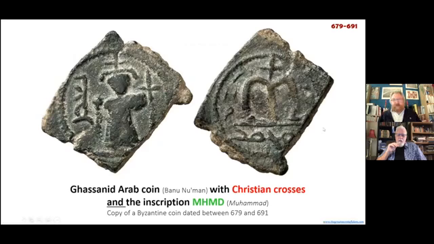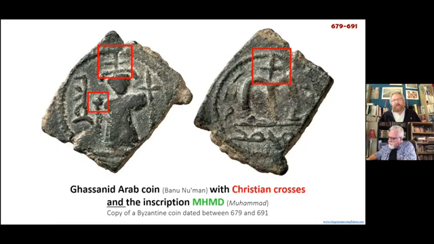This coin, obviously, is also a Byzantine coin, a copy of a Byzantine coin. We see a very crude imitation of the Byzantine Empire pattern. But we have here the crosses, the Christian crosses. We have the M for the numos, the false. This coin was minted between 679 and 691.